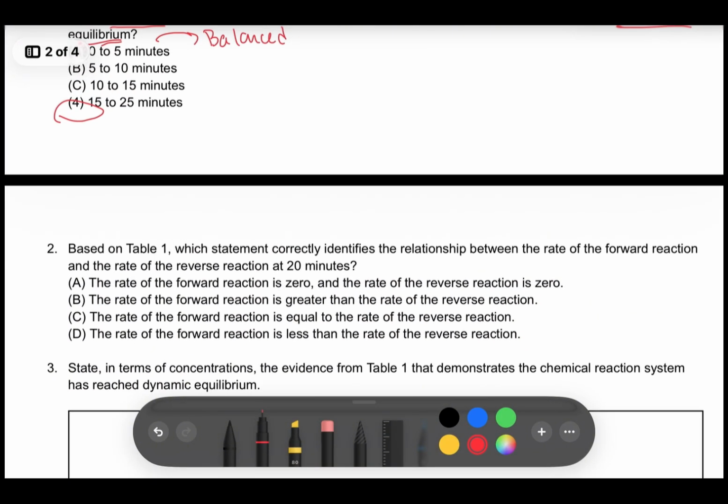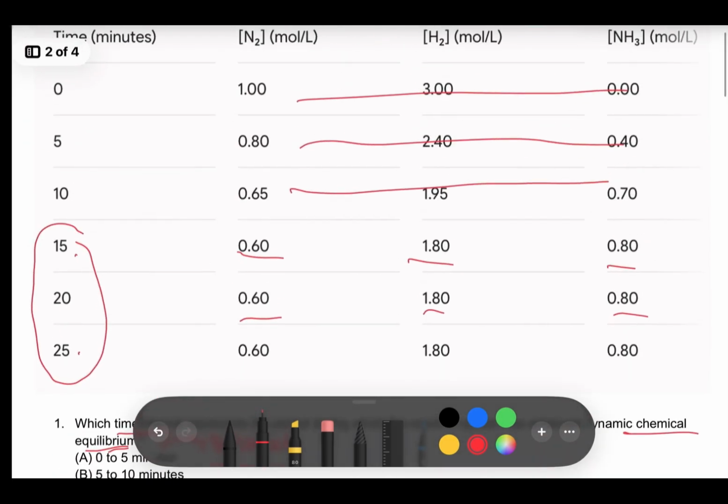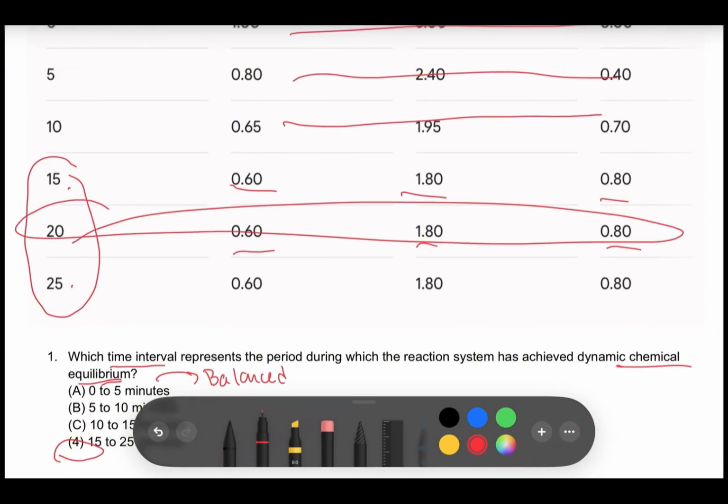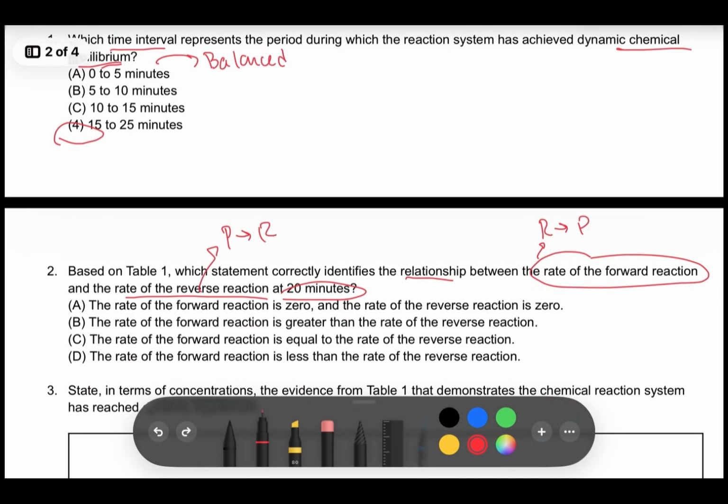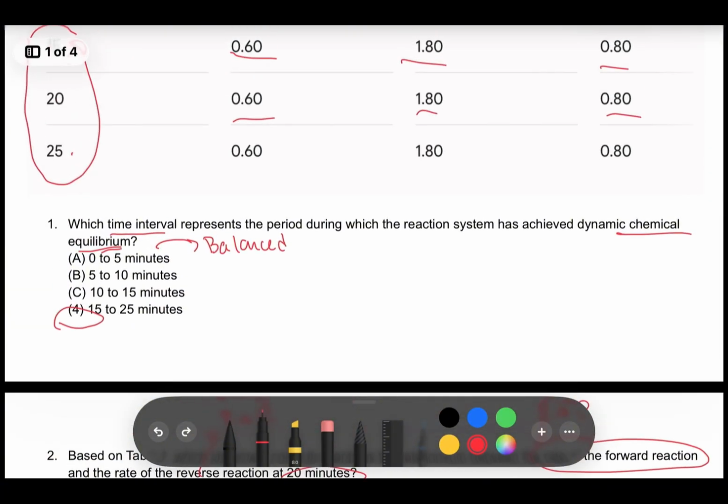Question 2. Based on Table 1, which statement correctly identifies the relationship between the rate of the forward reaction, going from reactants to products, and the rate of the reverse reaction, which is from products to reactants, at 20 minutes? At 20 minutes, we can see that it's balanced. If we look here, the rate of the forward reaction is 0 and the rate of the reverse reaction is 0. Well, that's not true, because we know that at 20 minutes, the system is in dynamic chemical equilibrium, as we talked about in the first question.